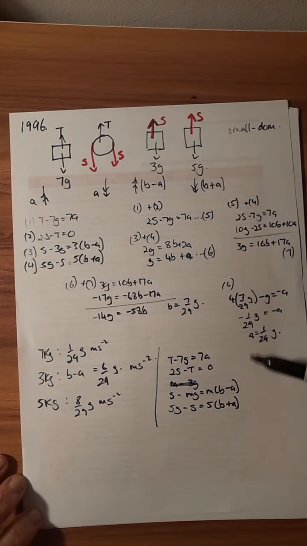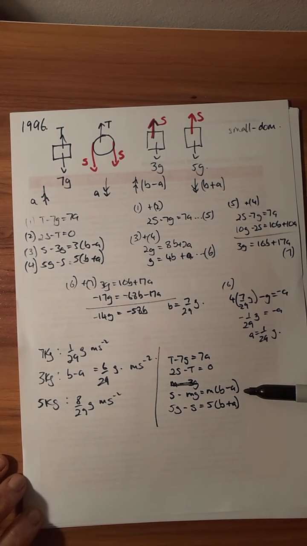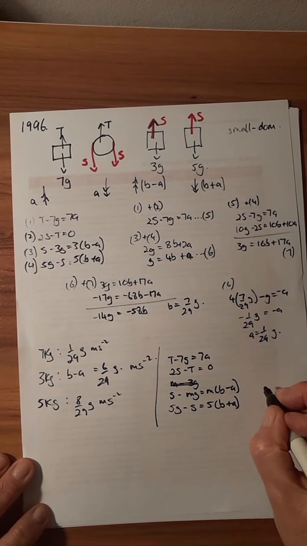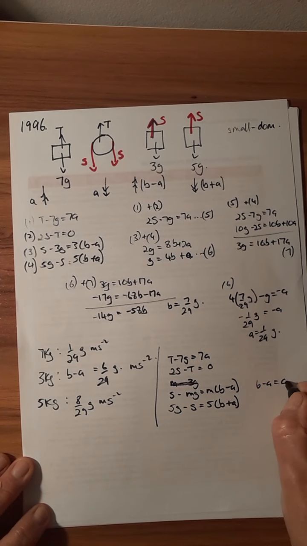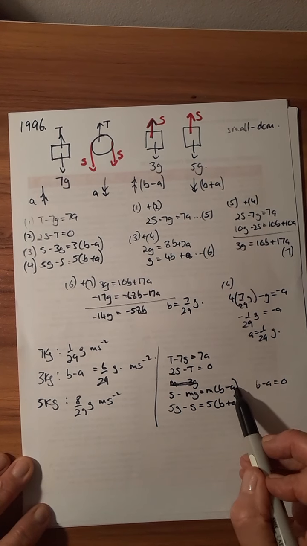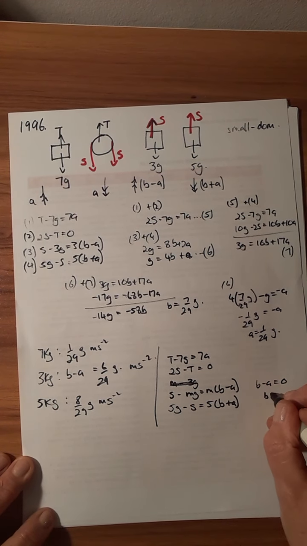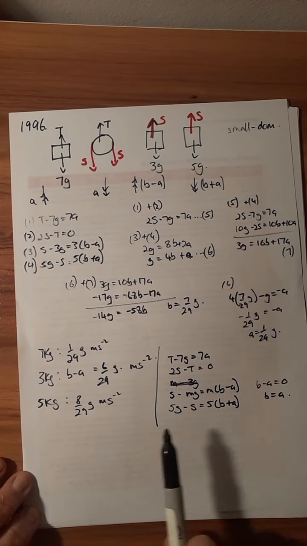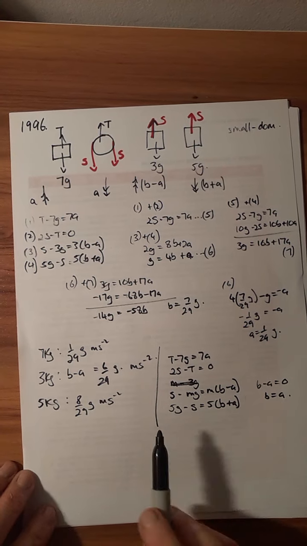So if this 3 kilo mass is replaced by a mass of m, find the value of m if the particle does not move. If it doesn't move, it means that b minus a must be equal to 0. So the acceleration is 0 if it doesn't move, so b and a are equal. To find the value of m, I'm just going to work through the equations.